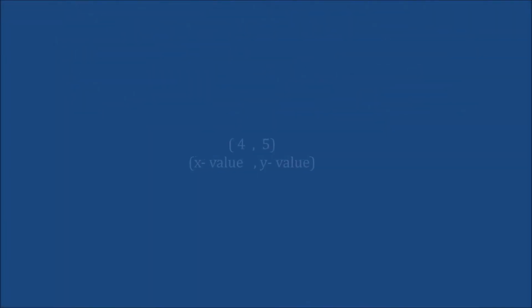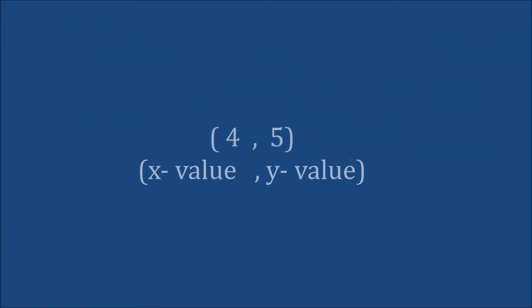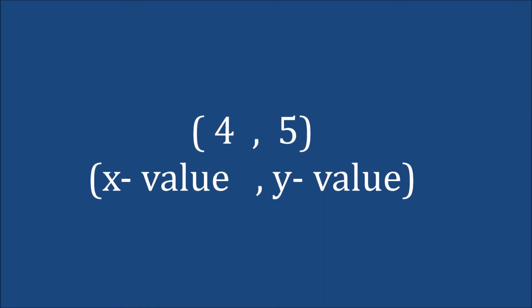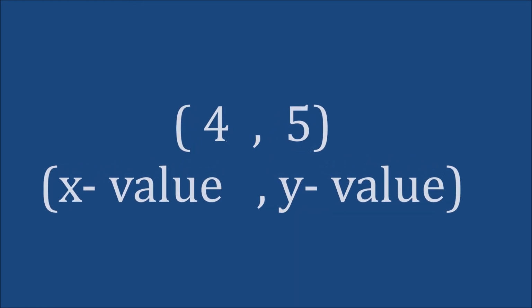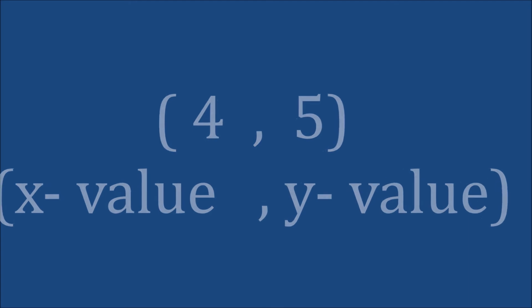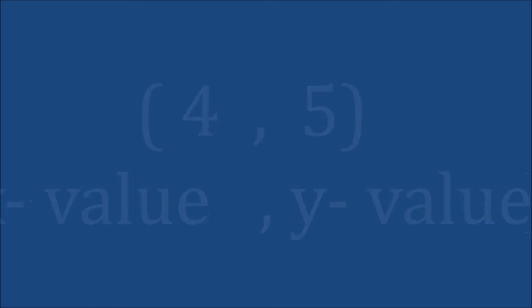So, to sum this all up, our x value for the fly is 4 and our y value is 5. Therefore, we say that the fly is situated at the point 4, 5.